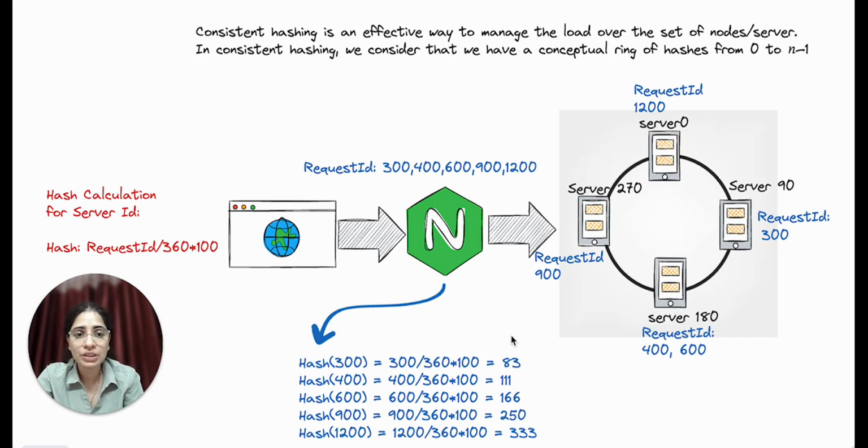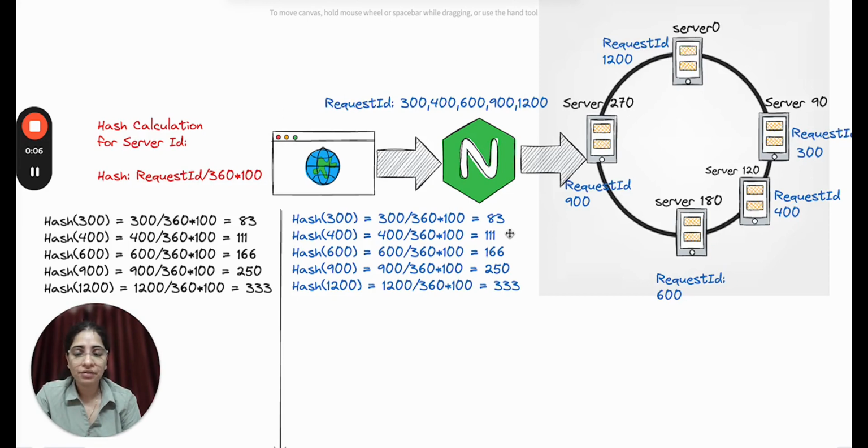Now let's try to see what will happen in case of addition of any server to this scenario. In this case, we have added a server by the name of server 120. Now we do not have any changes inside my hash function, because 360 still remains the same. It does not even matter how many servers we have, the hash will remain the same. So in both of the cases, the hash of all request IDs is exactly the same.